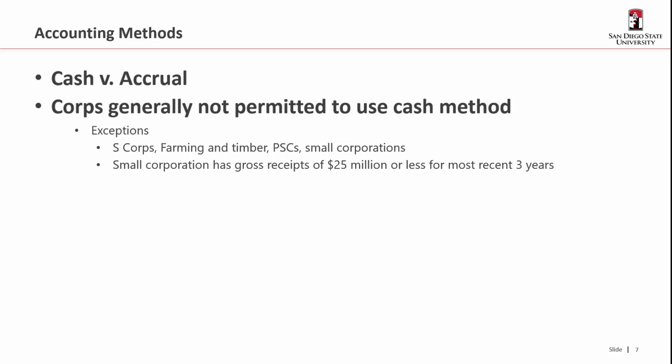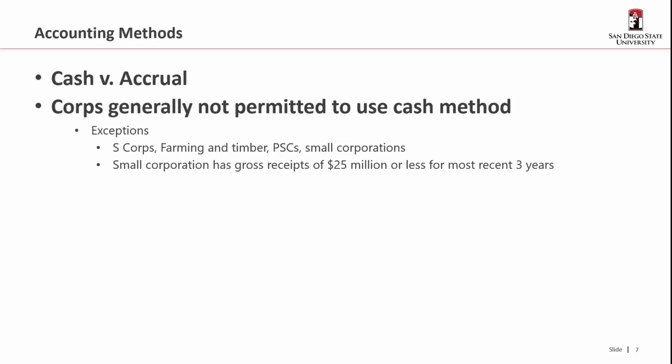So when it comes to cash versus accrual, in general, the general rule is a corporation is not permitted to use the cash method. They must use the accrual method. However, like with everything in taxes, there are exceptions. So an S corporation is permitted to use the cash method. If the corporation's engaged in farming and timber, if it's a personal service corporation or a small corporation.